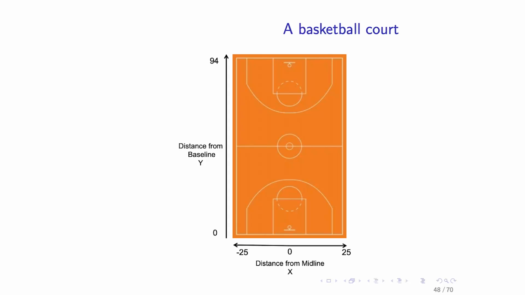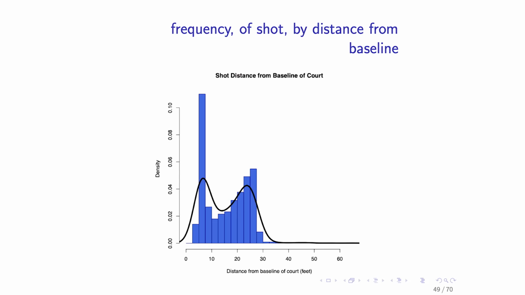So what if I were to plot either distribution? I could be interested in distance from the baseline of the court. What's interesting here, I've plotted the histogram and the kernel with the optimal bandwidth. What comes out of this? Yeah. That huge peak. Yes.